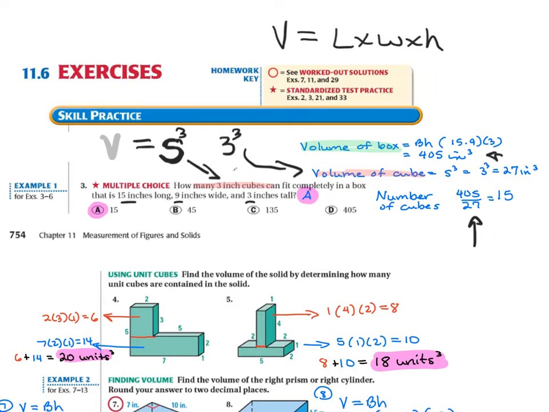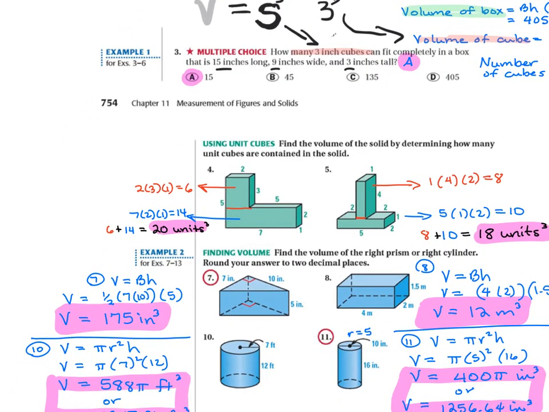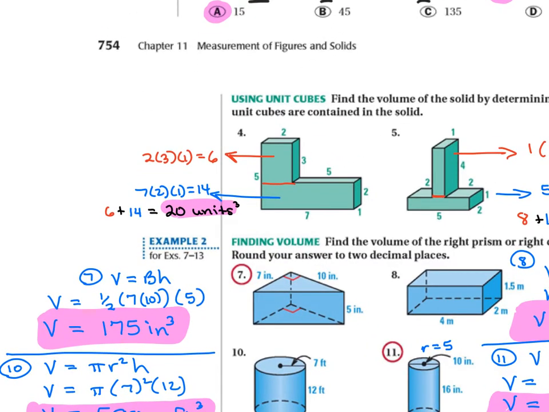Now for numbers 4 and 5, these are like complex figures. So what we needed to do was separate them into two smaller rectangular prisms and then find the volume separately. So for number 4, I went ahead and divided my rectangle up here and then down here. Now you could have divided it differently. You could have probably gone down this way, but your final answer should have been 20 units cubed. So again, it doesn't matter how you divide it up, just the final answer would be important.